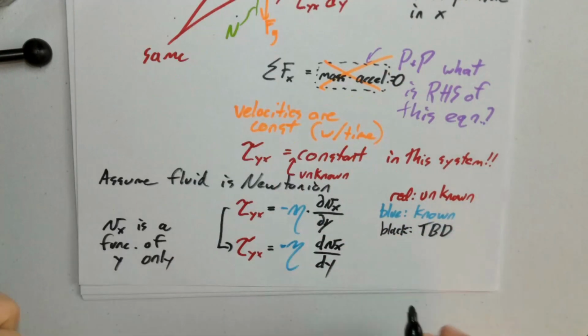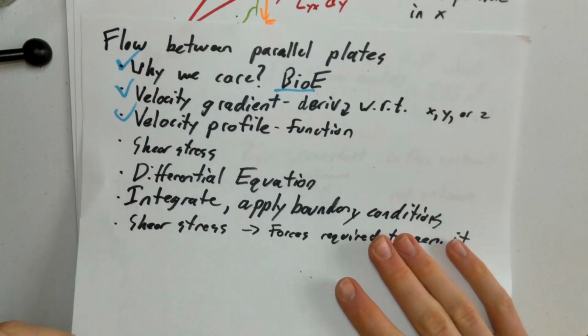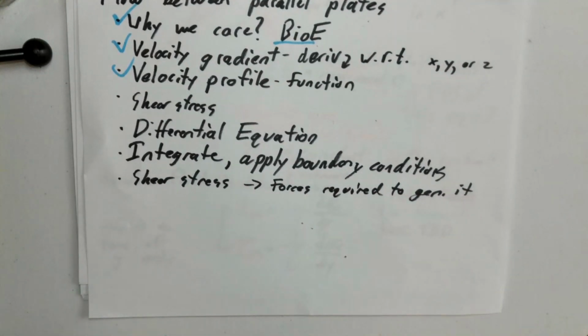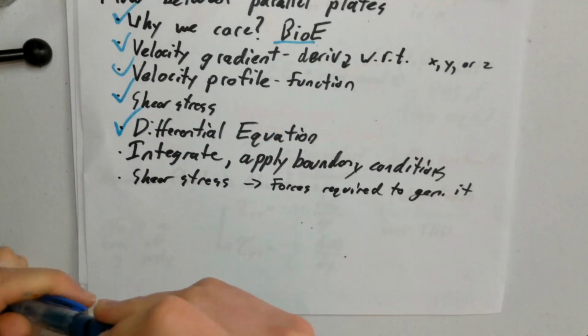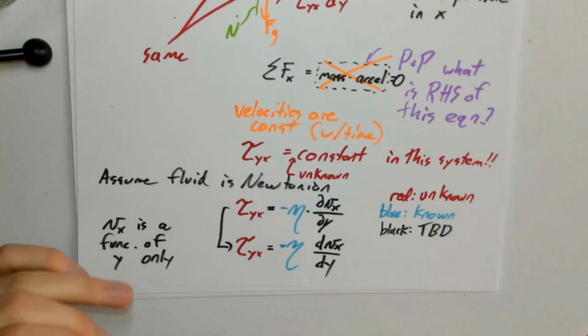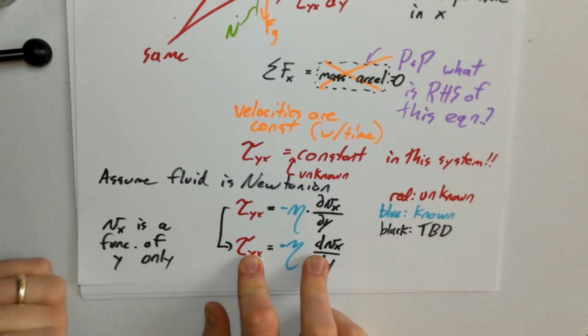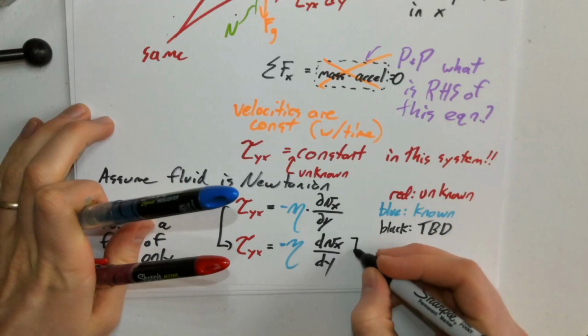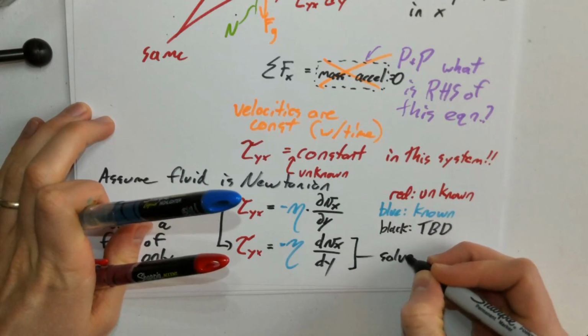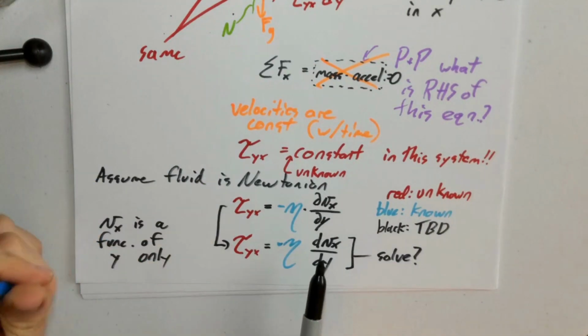Hey, wait a second. What do we have here? Let's pull back to our outline. We have flow between parallel plates. We talked a little bit about shear stress, and we know we're going to work towards a differential equation, which we just got here. Hey, wait a second. What's this right here? This is a differential equation. Can we try to solve this differential equation? Well, yeah, actually.